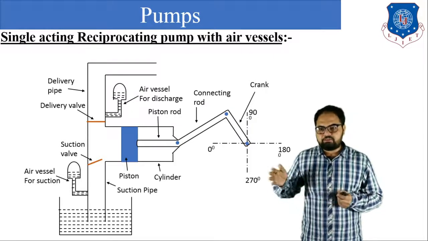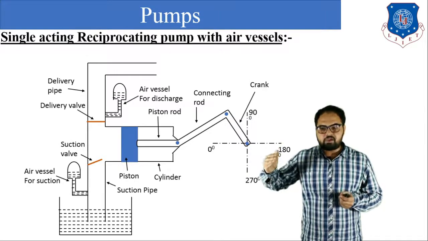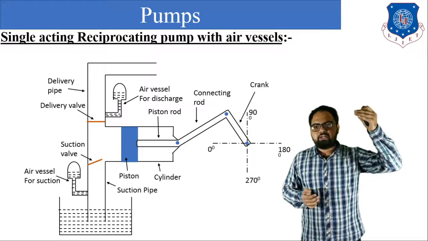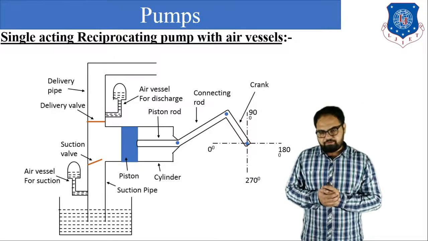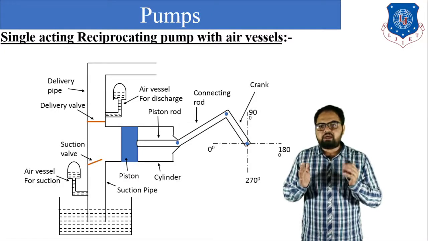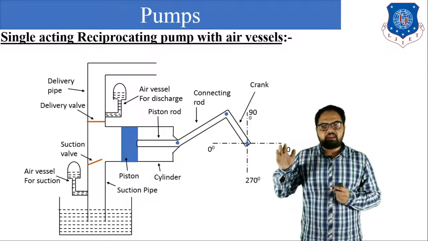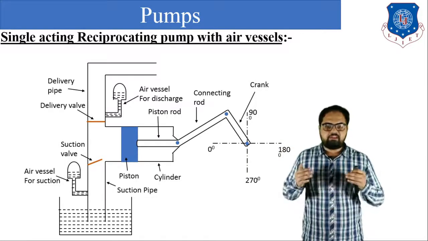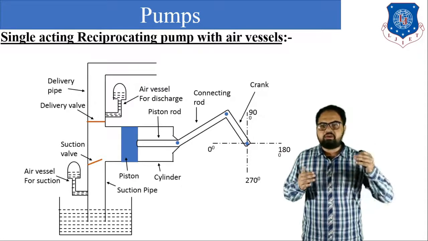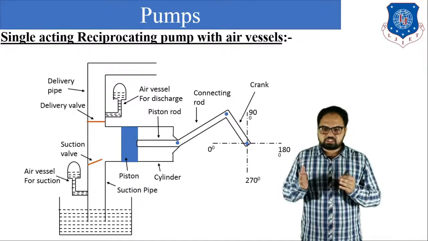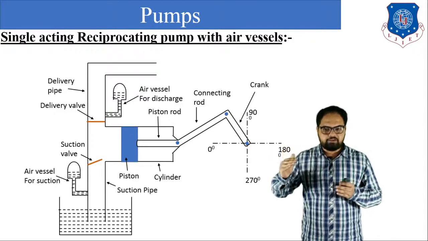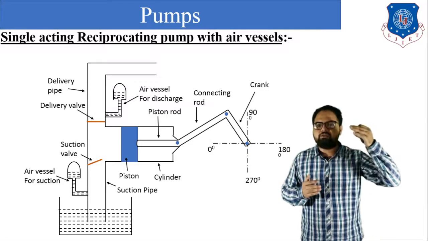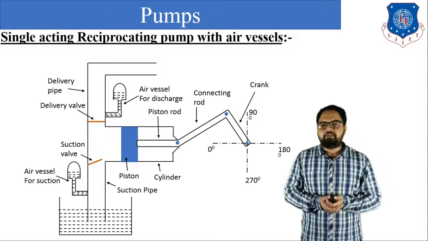First of all, you can see that near the suction valve an air vessel is fitted, and at the end of the delivery valve, after the delivery valve, an air vessel is also fitted. An air vessel is a simple arrangement in which normal atmospheric air is present. On the suction side it is fitted before the suction valve, and on the discharge side it is fitted after the delivery valve.